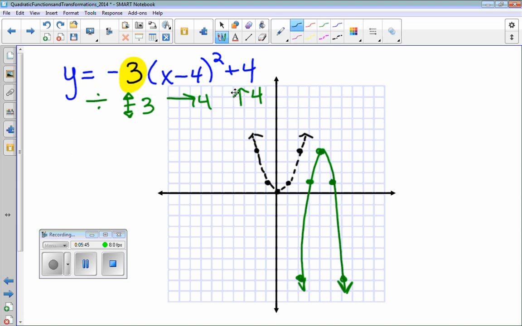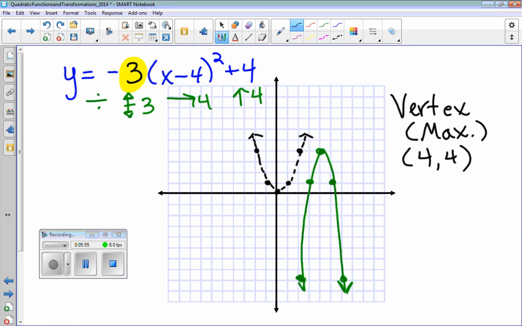Now, what is the vertex? It is a maximum, I agree, and the coordinates are 4, 4. Now, what about the axis of symmetry? And I abbreviated AOS just so I don't have to write it all the way out. It's x equals what? 4. Because it is this vertical line that passes right through here.